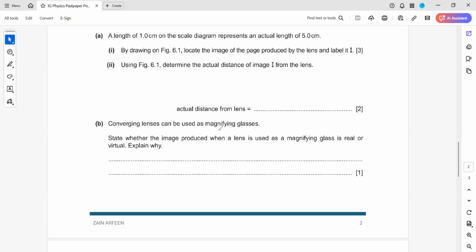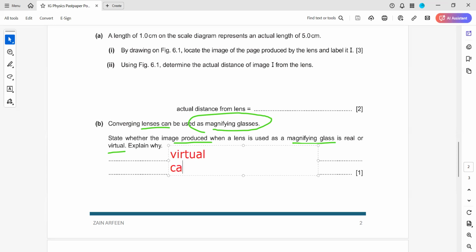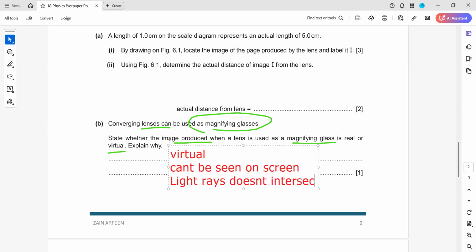A converging lens can be used as a magnifying glass. State whether the image produced by the lens as a magnifying glass is real or virtual. It is virtual. Why is it virtual? Virtual images cannot be seen on a screen, because the light rays do not meet or intersect by themselves. That's why.